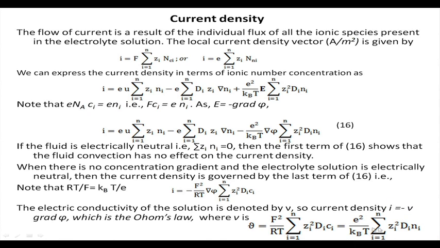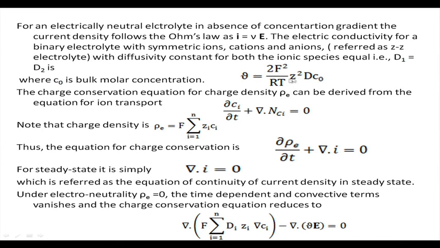And this sum of Z_i squared n_i is the average or net number density, or sum of Z_i squared C_i is the net molar concentration of the electrolyte. So, if I call this C0, it can also be considered as a bulk value.